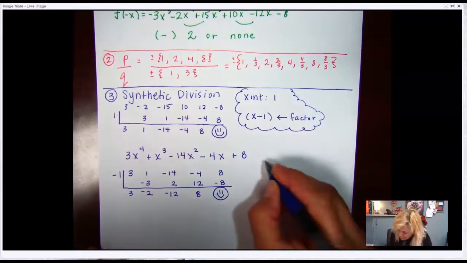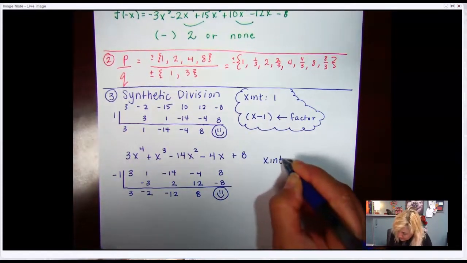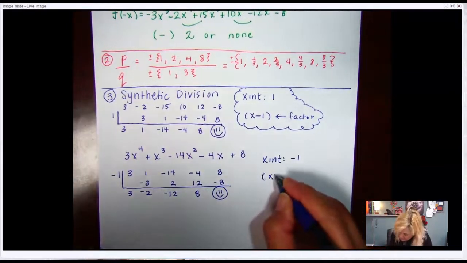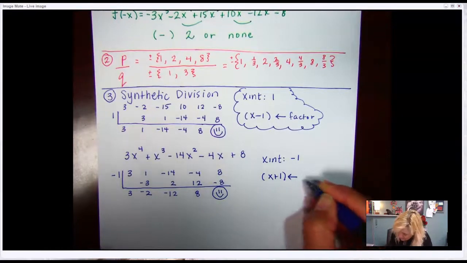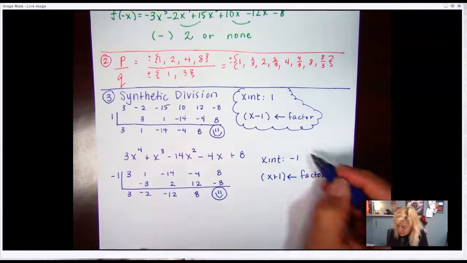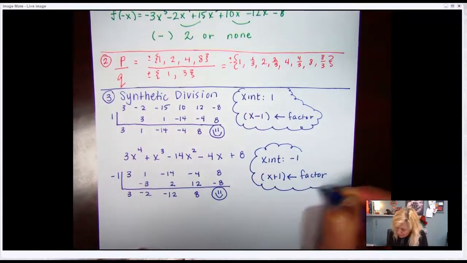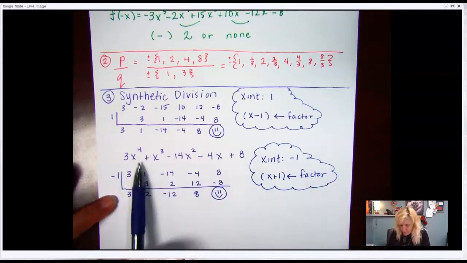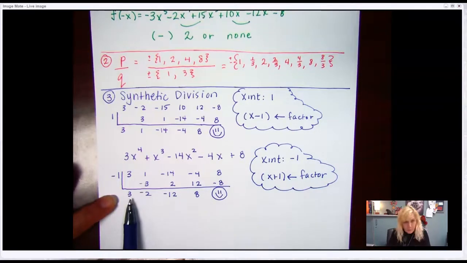So we know that one of the other x-intercepts is a negative 1, which means x plus 1 is a factor. And that's really important information, so I'm going to bubble that in because I still have more work to do, but I need to go back and look at that later. Let's see what the quotient is. So remember, we start out with a 4, so that's going to be 3x to the 3rd.